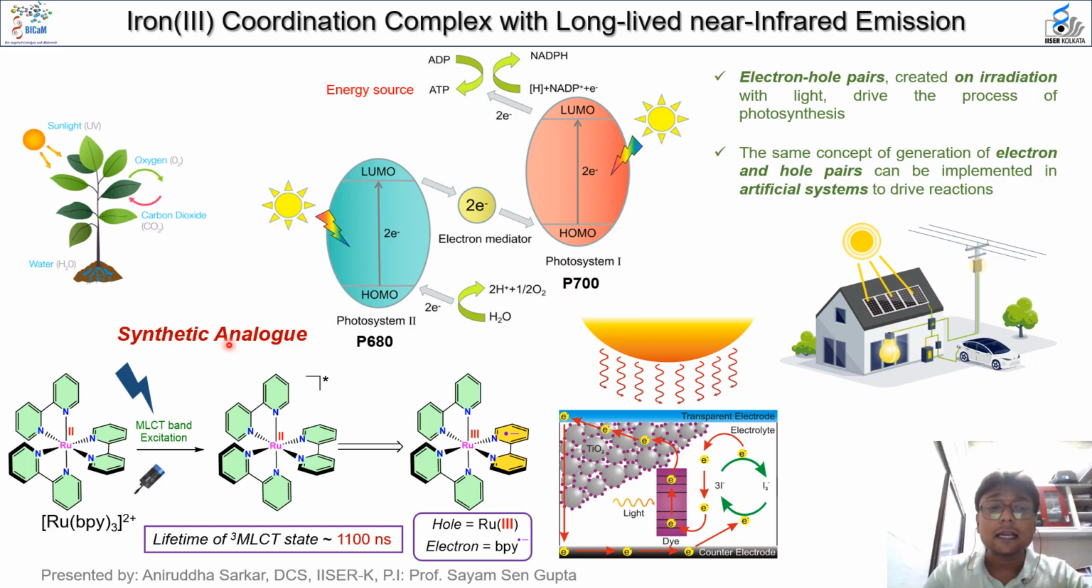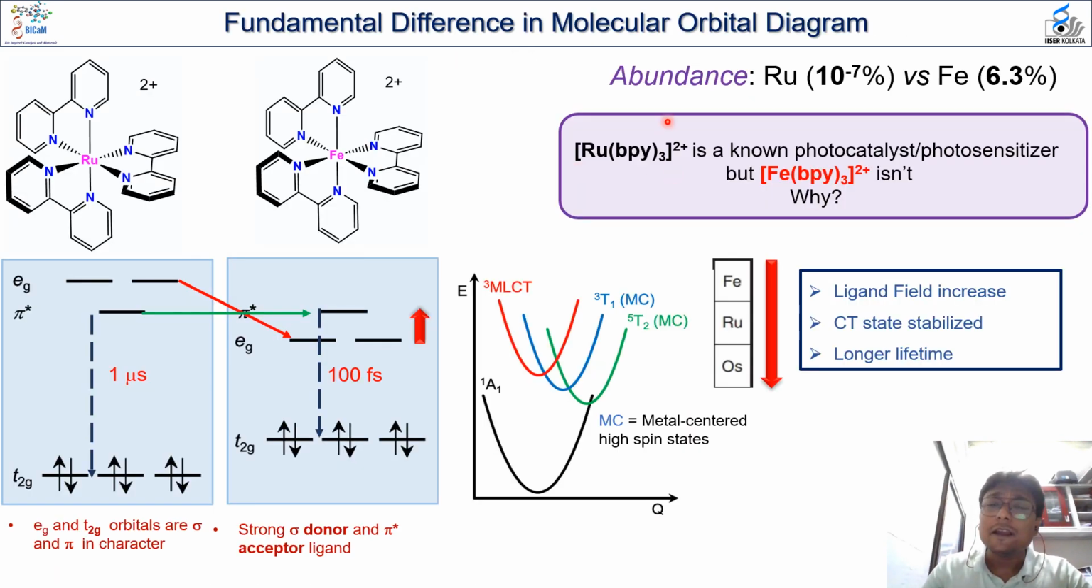The best synthetic analog would be the ruthenium(II) bipyridine complex, where upon metal-to-ligand charge transfer excitation, it forms an excited state which has an oxidized metal center and a reduced ligand center, which recombine within thousands of nanoseconds. Due to this long lifetime, it has been used in dye-sensitized solar cells and implemented from households to EV motors. Ruthenium is much less abundant than iron. Still, ruthenium is a very well-known photocatalyst and photosensitizer. But then why not iron(II) bipyridine?